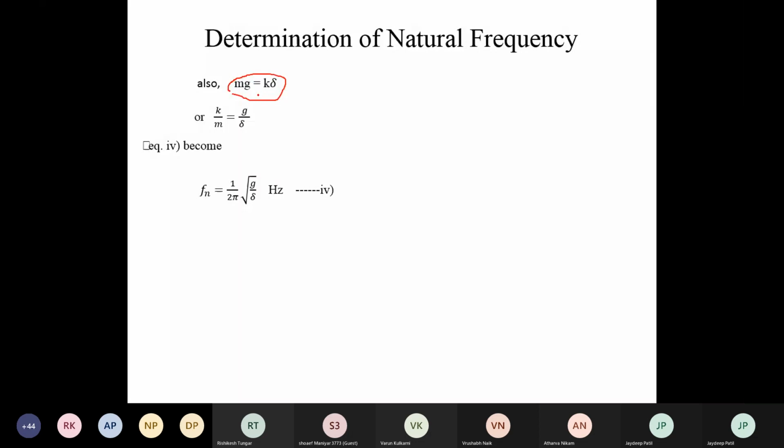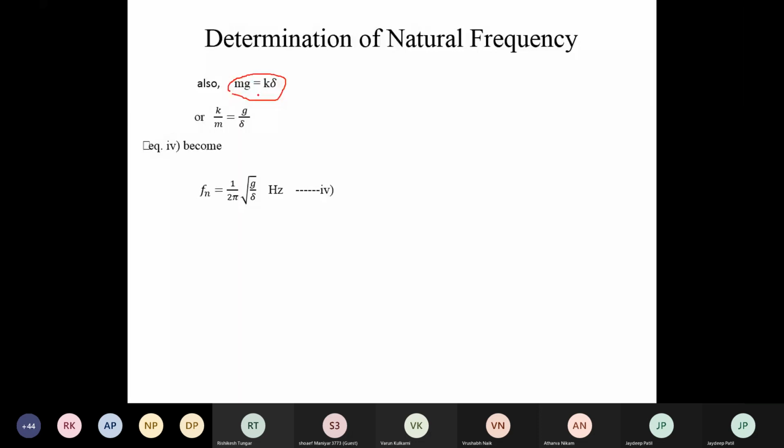One time this derivation was asked for 5 marks: derive an equation of frequency, Fn is equal to 1 upon 2 pi under root of g by delta. You can give the example of a mass attached at the end of the spring and derive this equation. Or in some numericals, you have to find out delta, meaning the deflection due to the gravitational force. At that time you can use this equation.